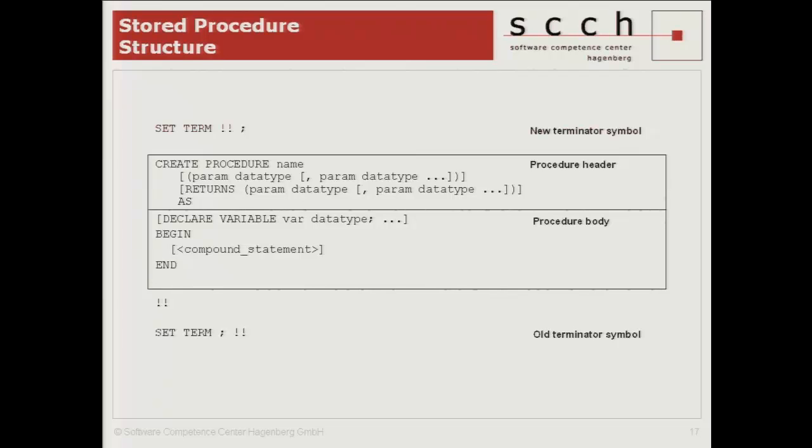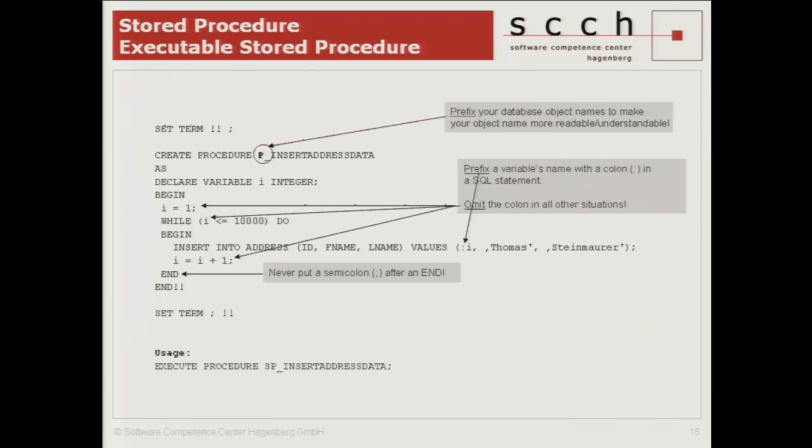Well, that's basically the structure. You have a procedure header with create procedure, name and parameter list, and a procedure body. If executing a create procedure statement, you usually have the terminator symbol used all over the place, so you have to use a set term clause to switch the terminator symbol to something else. Well, that's a very simple example for an executable stored procedure.